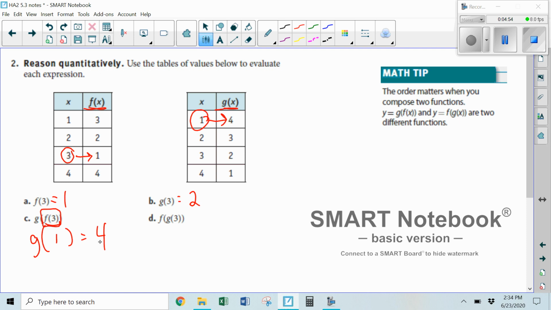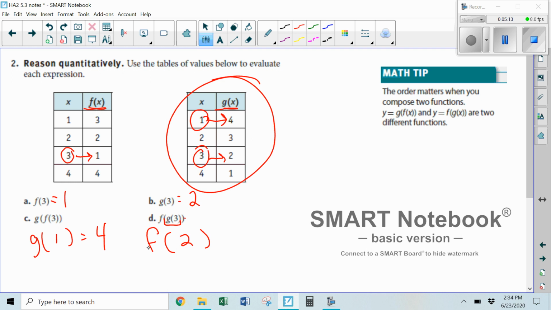Okay, maybe pause the video and try the last one without help. Okay, let's go over the answer. G of 3, the inside first. So my g function, input is 3, I get a 2. And now I have to do f of 2. So my f function, plug in a 2, I get 2.